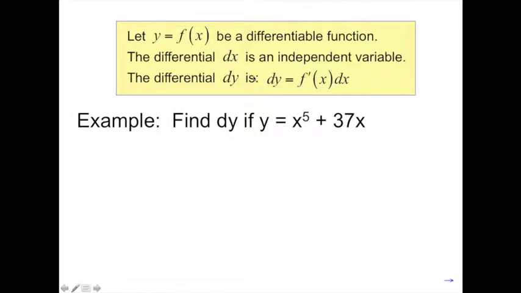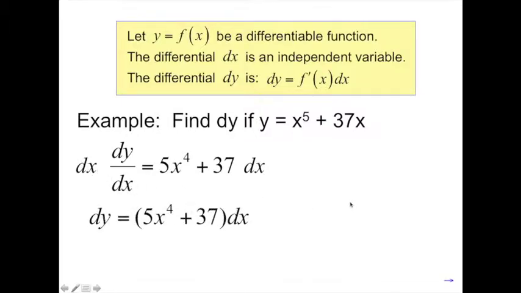So if you think about the expression dy/dx being another expression for the derivative, we're really just moving the differential dx from the denominator on this side, under the dy, over to the right side of the equation. So to find the differential for this, we take the derivative, 5x to the 4th plus 37, and then we, in a sense, multiply both sides by dx, but what we're doing is reassigning the differential to the other side.